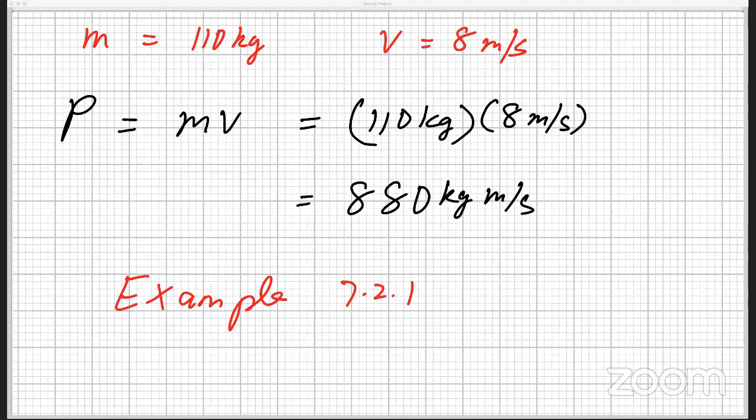Now, compare the player's momentum with the momentum of a hard thrown 0.410 kilogram football that has a speed of 25 meters per second. So, momentum for the football.